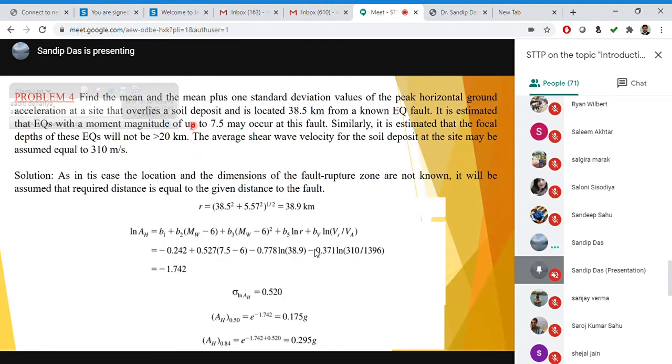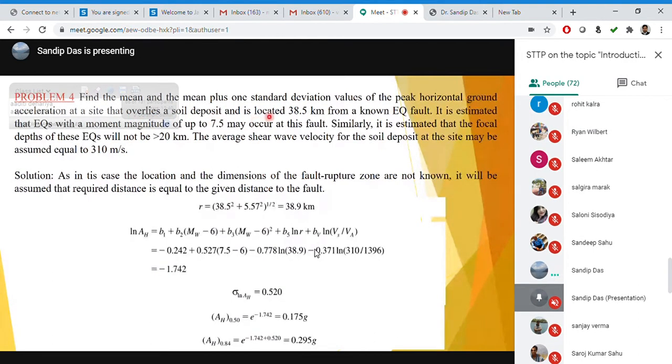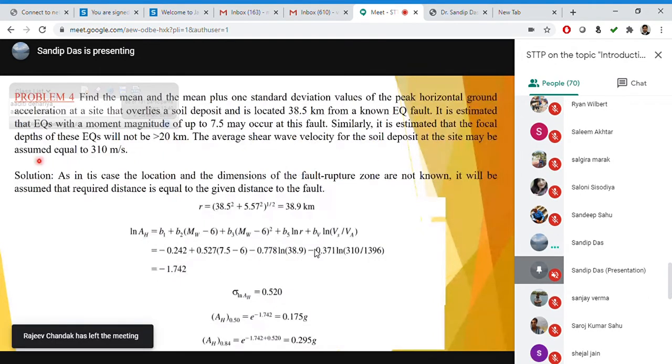It says the acceleration at a site that overlies a soil deposit, the soil local site condition, is located this many kilometers away, so it tells how far the earthquake is. And it is talking about the fault. The fault is this much away from your site. It is estimated that an earthquake with a moment magnitude up to this may occur on this fault. Similarly, it is estimated that the focal depths of this earthquake will not be greater than this much. The average shear wave velocity for the soil deposit at the site is assumed to be this.